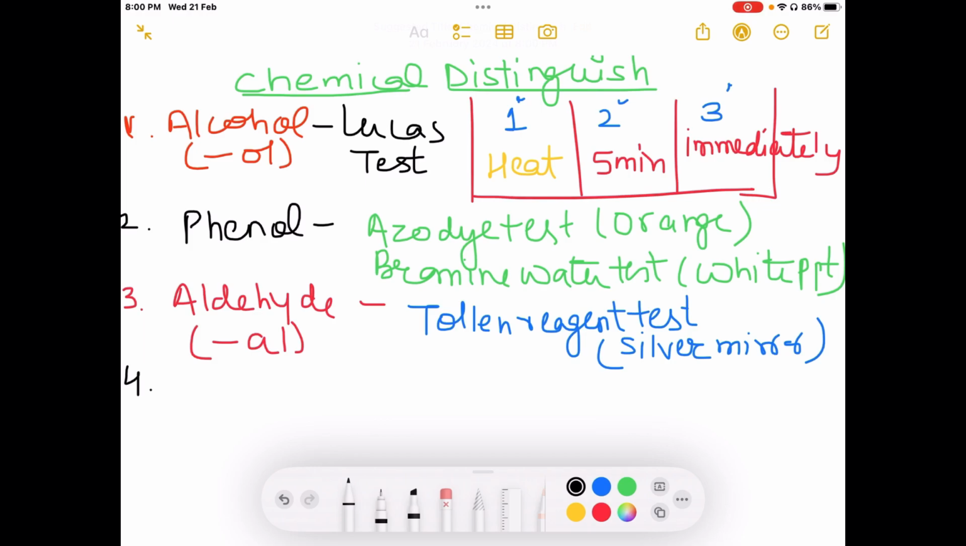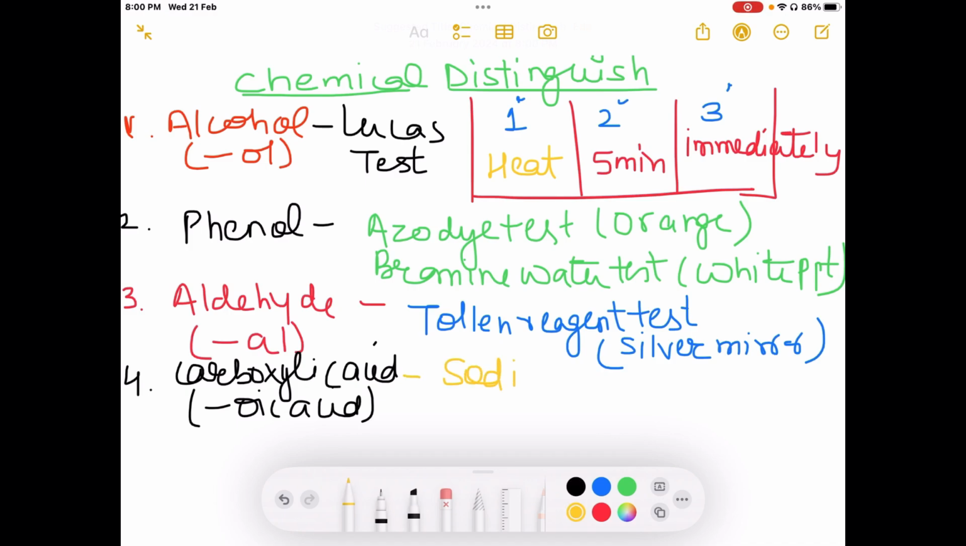Next is carboxylic acid. For carboxylic acid, the suffix is oic acid. In this case, we perform the sodium bicarbonate test. A brisk effervescence is there.